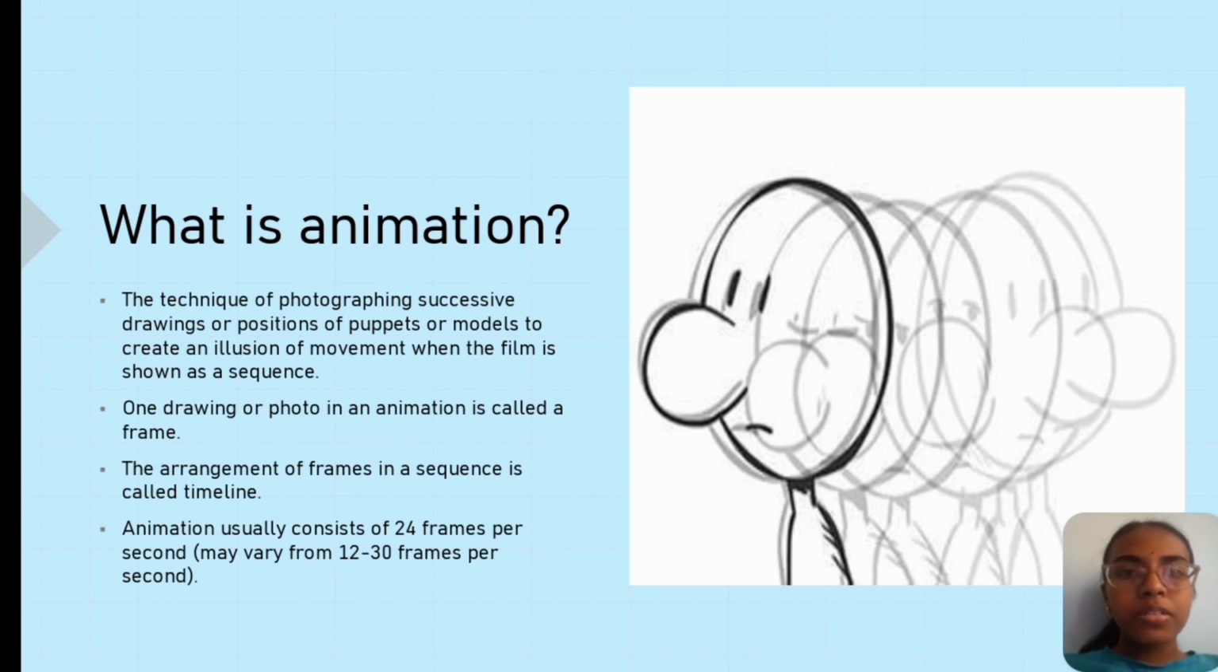What is animation? Animation is the technique of photographing successive drawings or positions of puppets or models to create an illusion of movement when the film is shown as a sequence. One drawing or photo in an animation is called a frame. The arrangement of frames in a sequence is called a timeline. Animation usually consists of 24 frames per second and may vary from 12 to 30 frames per second.